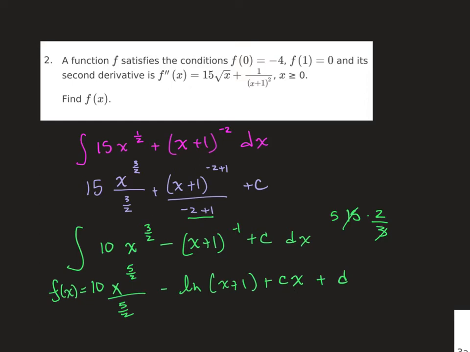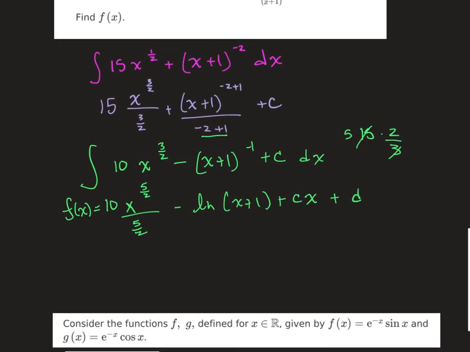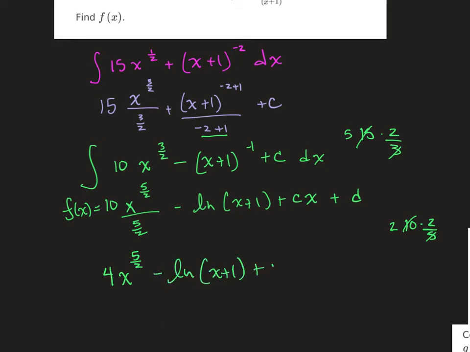But now we need to solve for c and d, and I think it'll help if we clean things up to begin with. By that I mean this 10 over here. So 10 times 2/5 would be 2 times 2, which gets us 4, so now we have 4x to the 5/2 minus the natural log of x plus 1, plus cx, plus d. That is f of x.